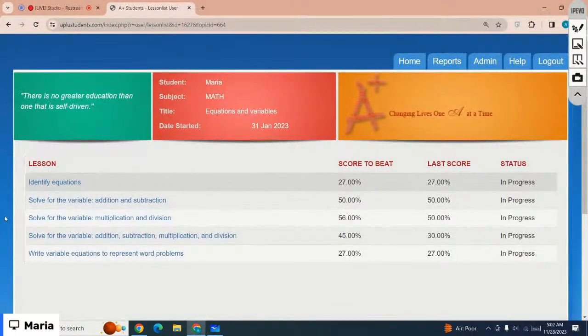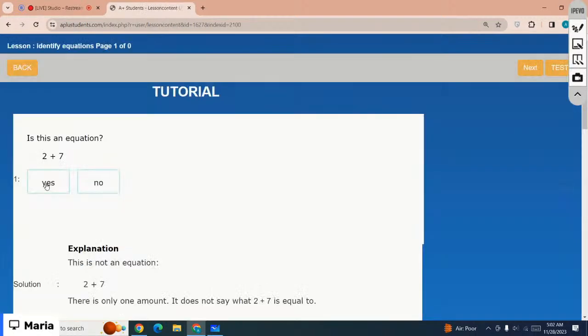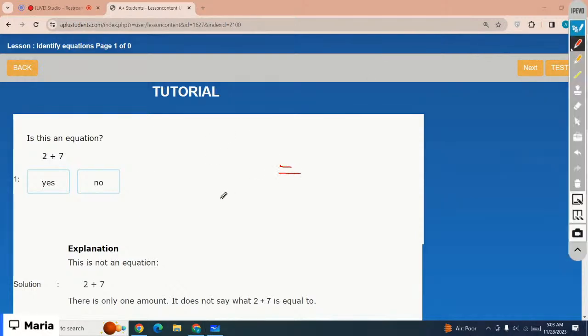Okay, here I am on grade 3 math. The chapter we're working on is equations and variables. Let's start with the first lesson, that is identify equations, right? Is this an equation, 2 plus 7? The correct option is no. Why? The equation must have this sign, right?